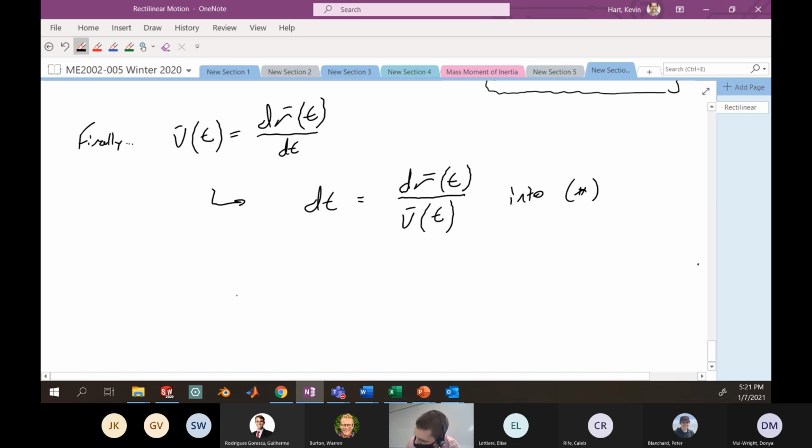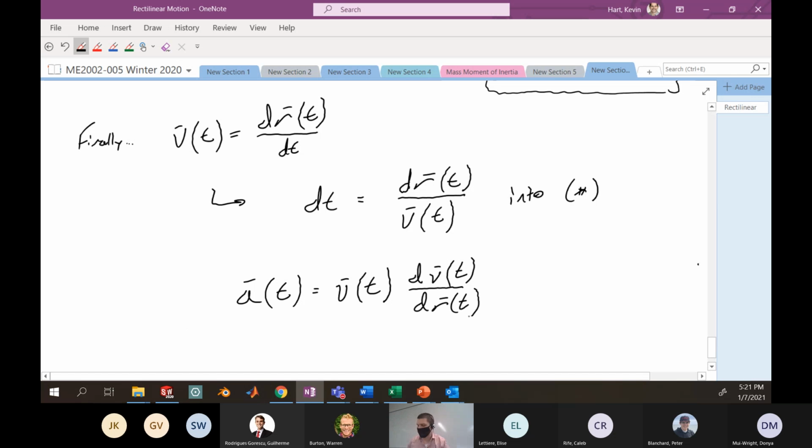And you'll find that the acceleration can also be written as a function of time, as the velocity as a function of time multiplied by the derivative of the velocity with respect to time, normalized by the derivative of the position with respect to time. That one's going to blow your mind. We're going to work with this a little bit later.